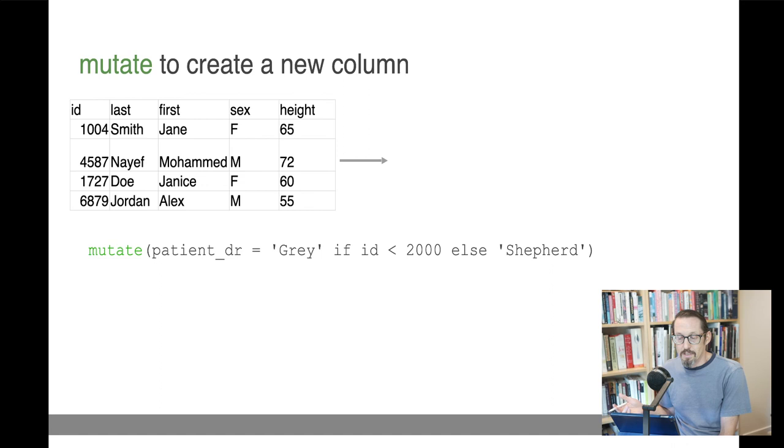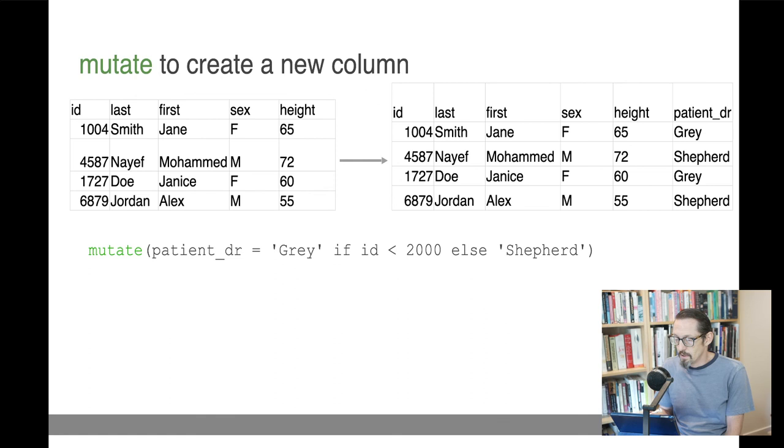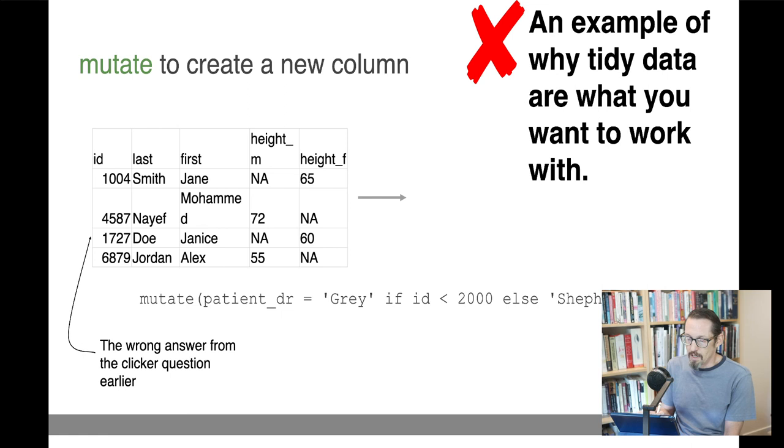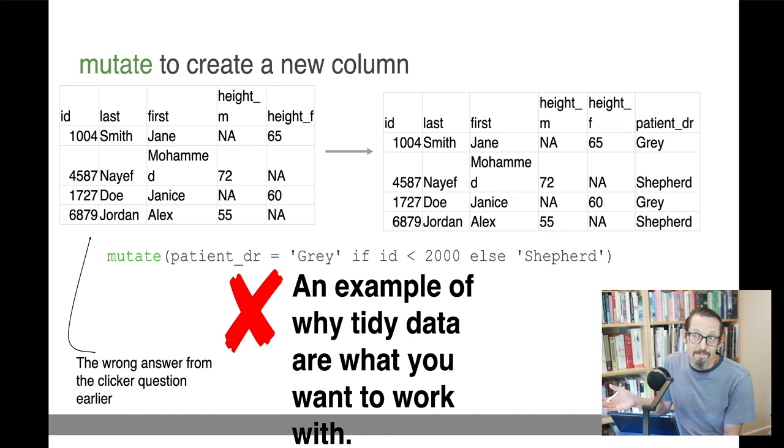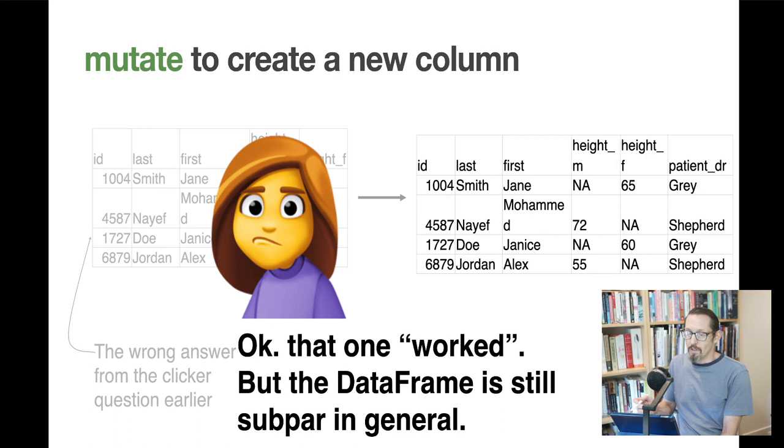Say we want to mutate, right? So it turns out that in our medical data, they've been assigning patients by ID number to different doctors. So everybody with a unique ID of 2000 and under is going to go to Dr. Gray, and everybody over 2000 is going to go to Dr. Shepherd. Okay, easy to do. We can just assign by this kind of a statement a brand new column that assigns patients to doctors based upon their ID number. Okay, if you had this weird height male, height female situation, well, you would get an answer. That is true. You would get the same kind of nasty data that we'd already had. The operation would work, but you're going to maintain this very poor format for the data by doing that. Okay?